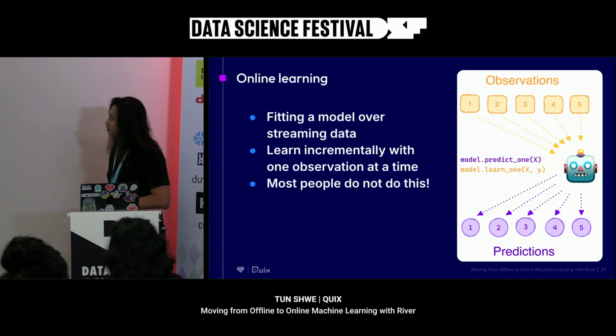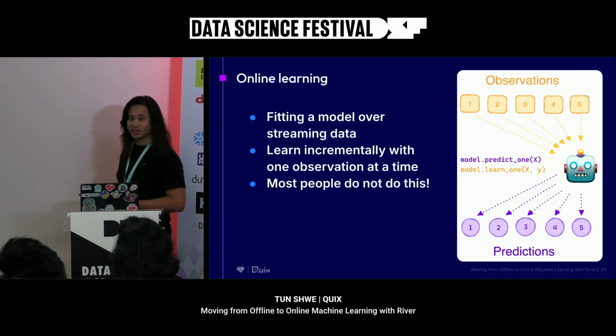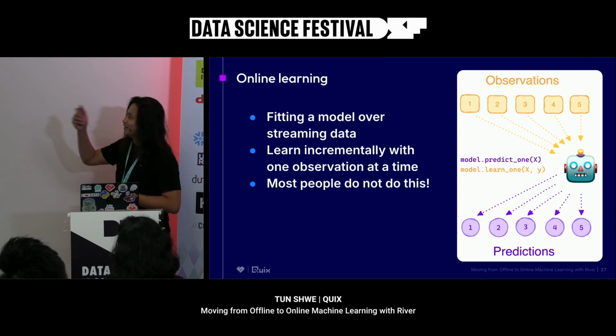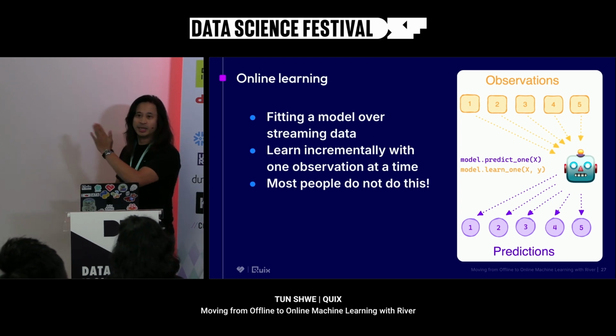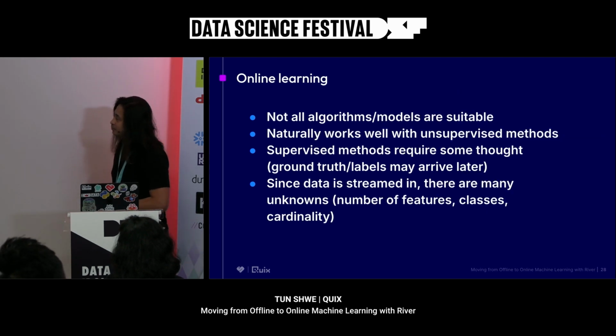And online learning is about fitting a model over streaming data. What it's actually doing is learning incrementally, one observation at a time. This is something that most people don't do. You can see a snippet of the code there. You would take those observations and start learning from them one at a time, rather than in batch. So you can see events 1, 2, 3, 4, and 5 will occur at different times, and you would make your predictions like this and learn this way.